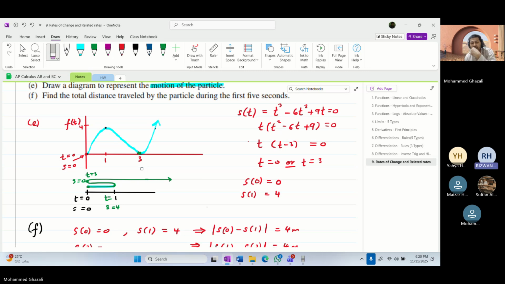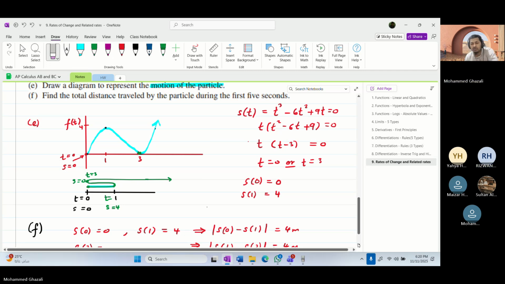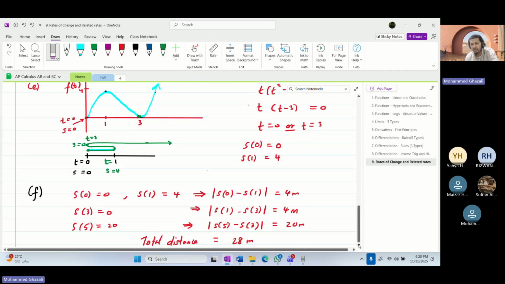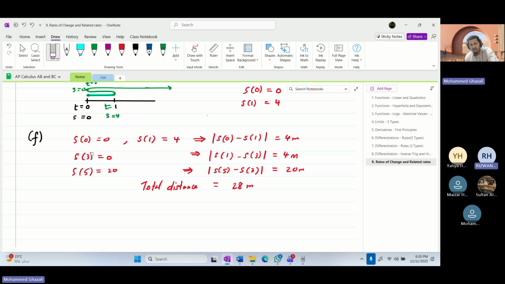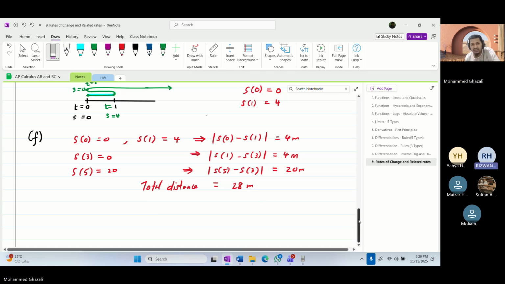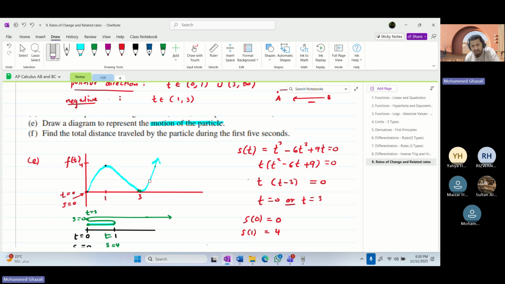But then we also count from 1 to 3 and then 3 to 5, is it more than that? Because I counted S of 4 as well. No, you don't need S of 4. Why are you calculating S of 4? Because the next point, the stop, is at 5. So you need to find S of 5. So it's added, 28 meters. S of 4 and S of 2 are insignificant. We just need from 0 to 1, 1 to 3, 3 to 5.